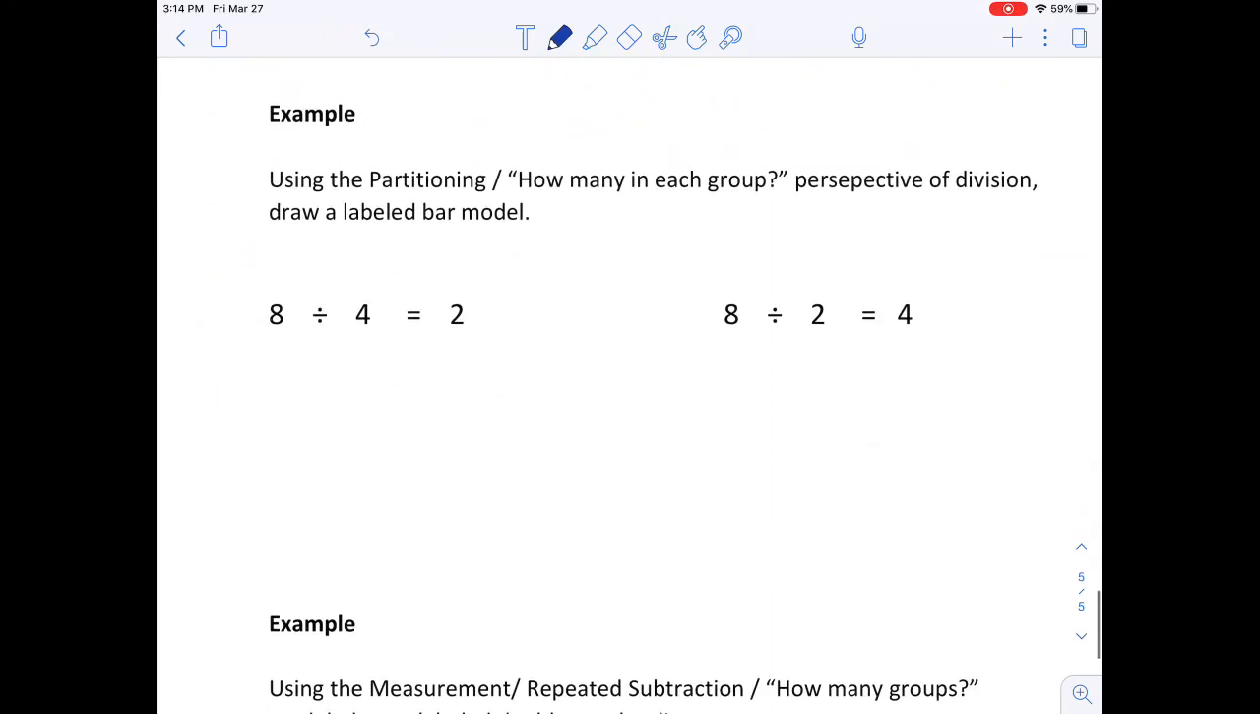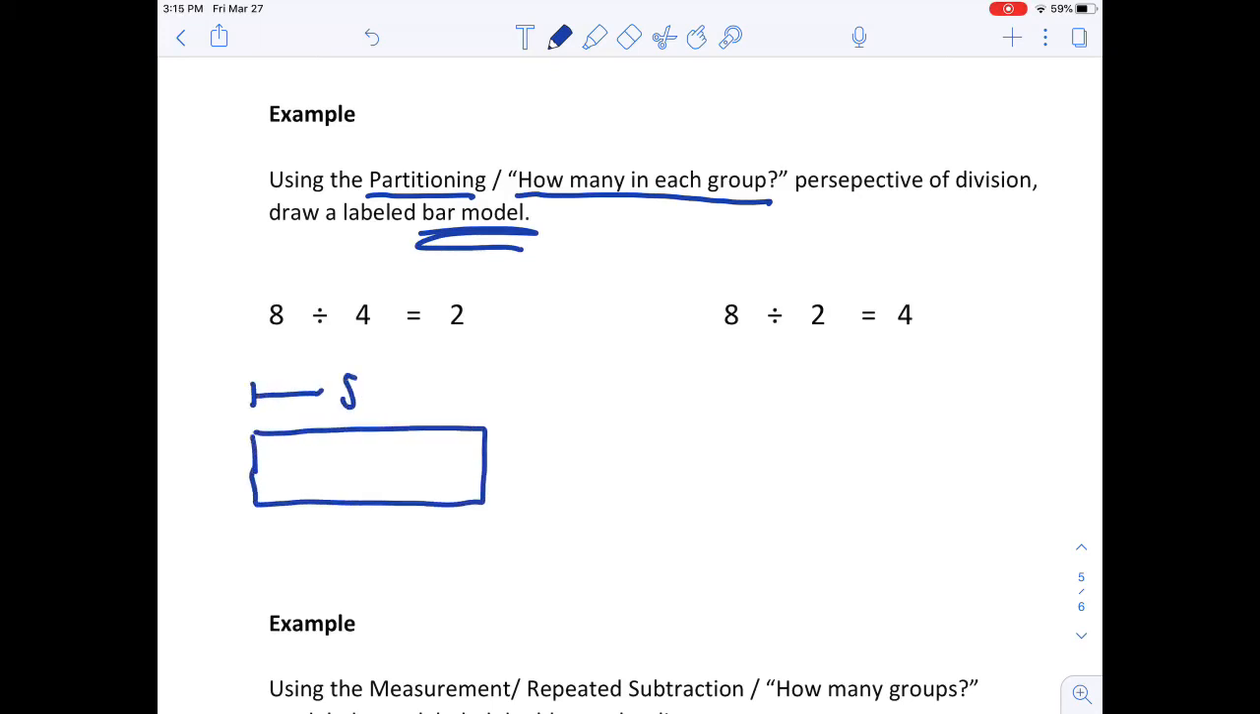Let's do a little practice. So we're going to start with 8 divided by 4 equals 2 versus 8 divided by 2 equals 4. We're going to use the partitioning where we know the number of groups and we're trying to figure out how many in each group. And we're going to do a bar model. So on the left here, I have 8 total. And I'm going to break it into, or partition it into, 4 equal groups. So I'm trying to find out how many objects are in each group. So in this case, I can see 2, 4, 6, 8 will be my answer.